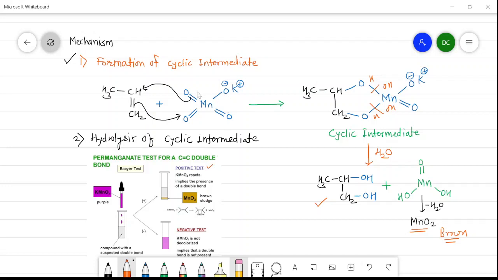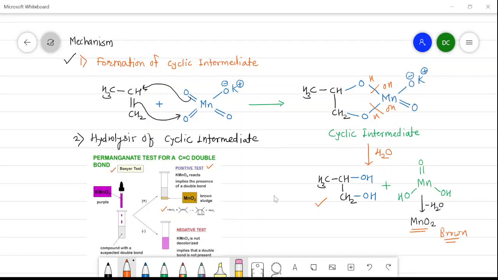Why? KMnO4 reacts with the double bond and gives the corresponding glycol. So KMnO4 is utilized, therefore the color disappears, and there is a formation of brown sludge, that is MnO2. This type of reaction is observed. And if the color of KMnO4 remains the same in the test tube, it indicates that unsaturation is absent. KMnO4 remains as it is. There is no reaction. This test is known as the Baeyer test. So it is useful to determine unsaturation in an organic compound.